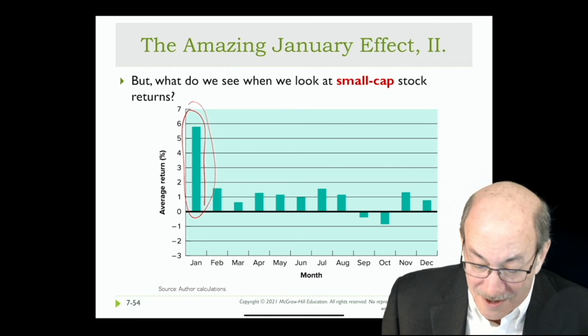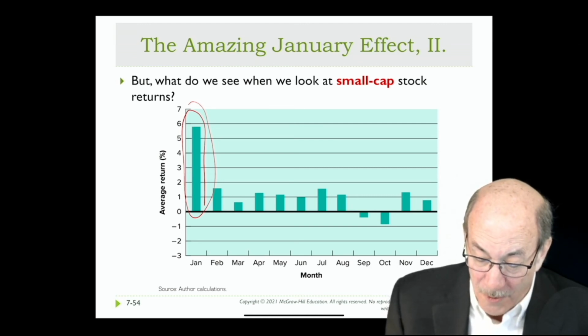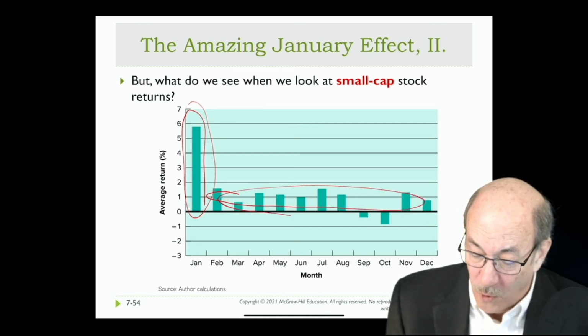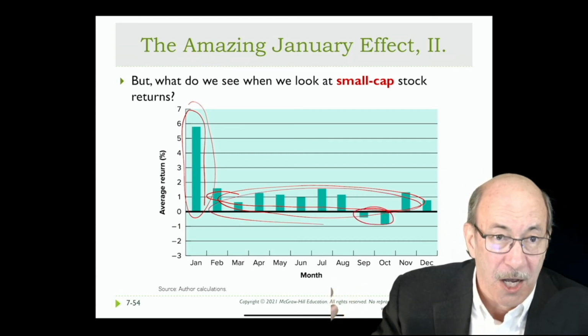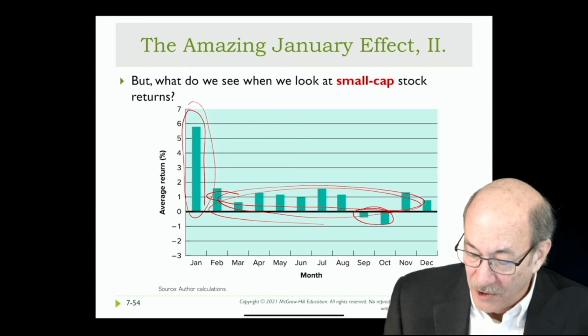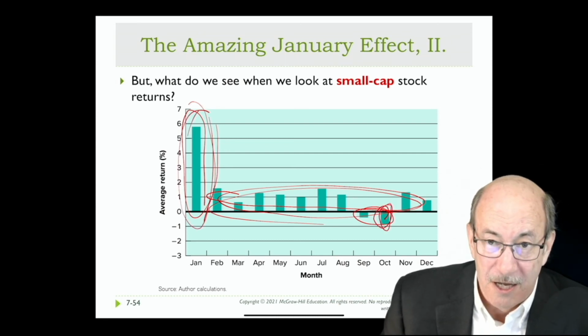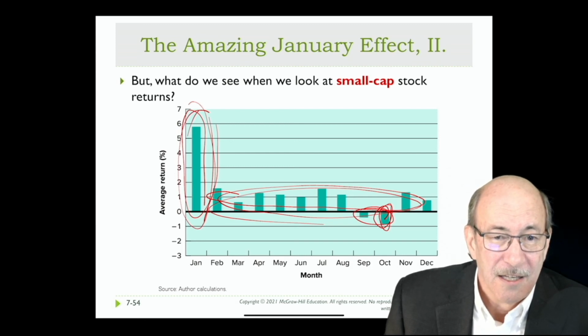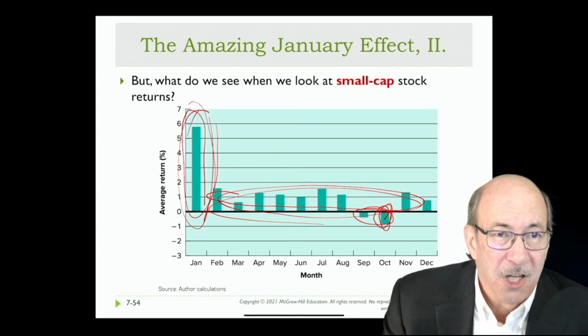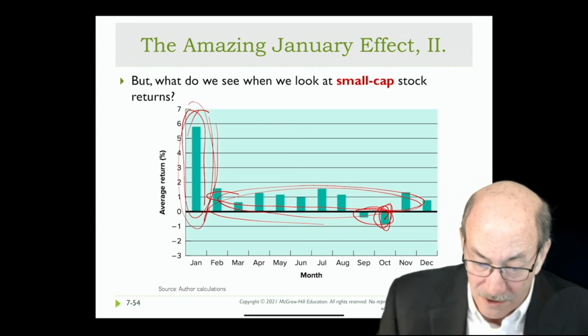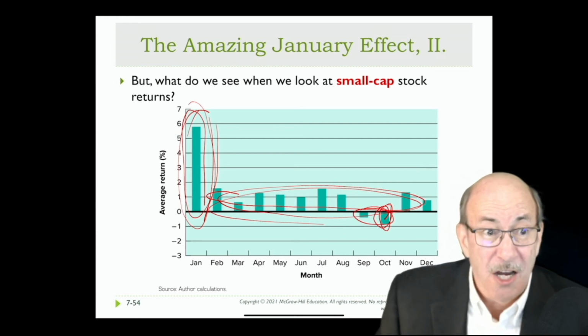Almost 6%, when a normal month is hovering around 1-ish. A couple of months here, October surprise, that probably drives that one. But look at that January effect. That's amazing. We still don't really know why that's the case, but it's there.